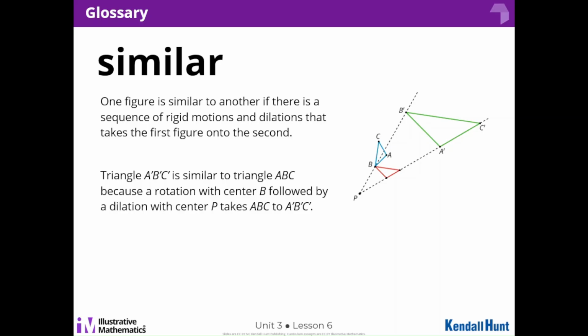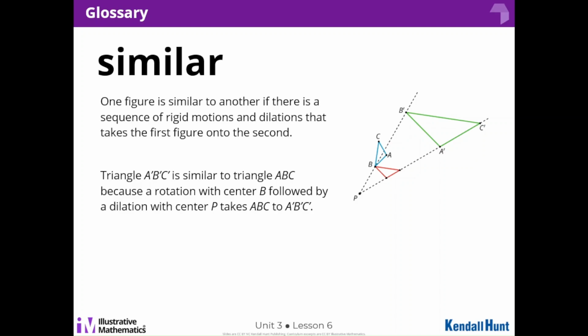So what they're saying there is if we take the original blue triangle ABC and we rotate it clockwise with B as the center, then we will create the red triangle. Then by dilating, we can turn the red triangle into the green triangle, which means the original blue triangle is similar to the green triangle.